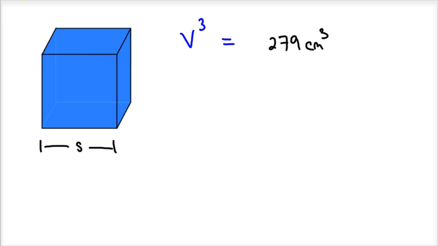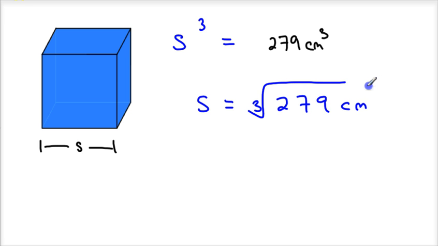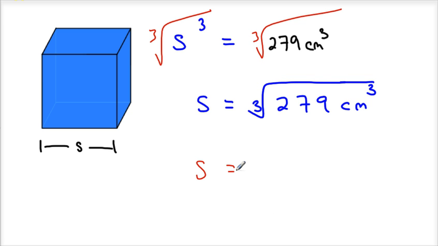Okay, s cubed equals 279. Or we also said that s can be written as the cube root of 279 centimeters cubed. And we got that by taking the cube root of both sides, because I'm solving for s. What is the cube root of 279?